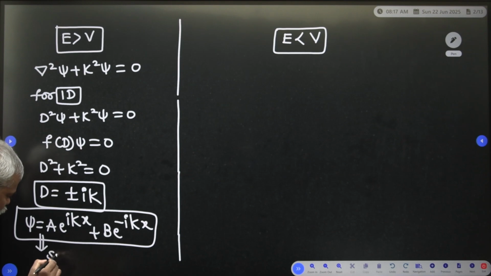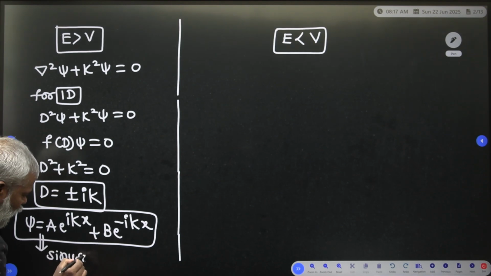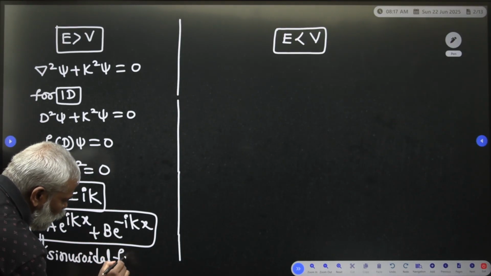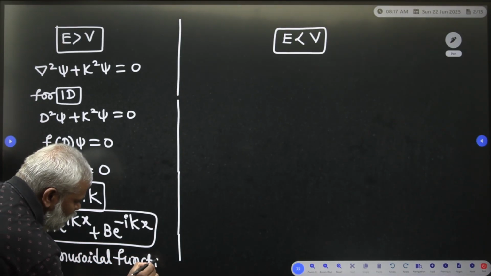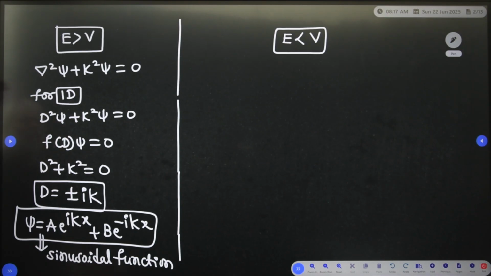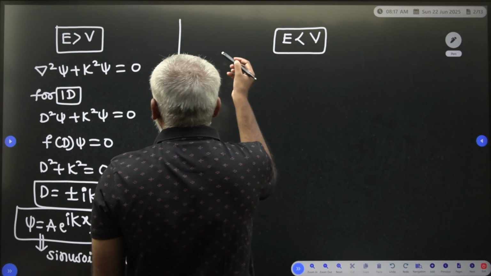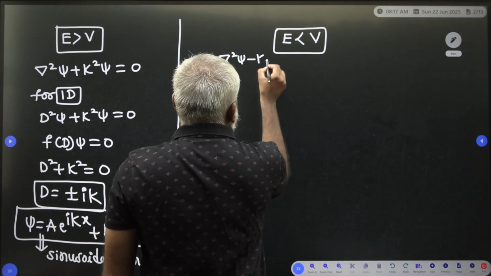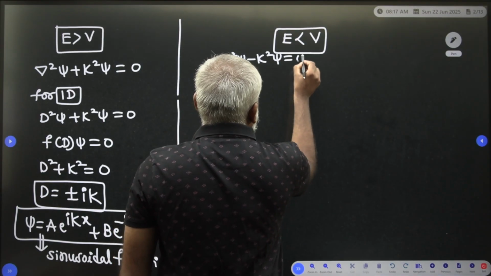So therefore, our wave function is a sinusoidal wave function. This is very, very important when E is greater than V. Similarly, here you have to take del square psi minus k square psi is equal to 0.